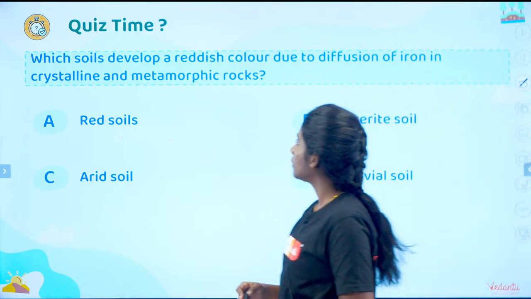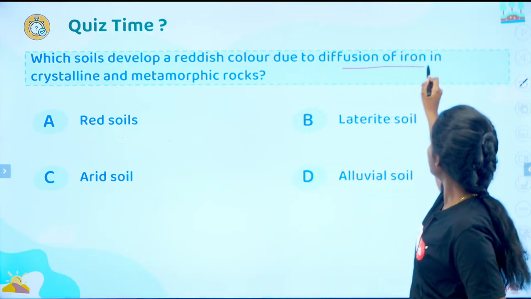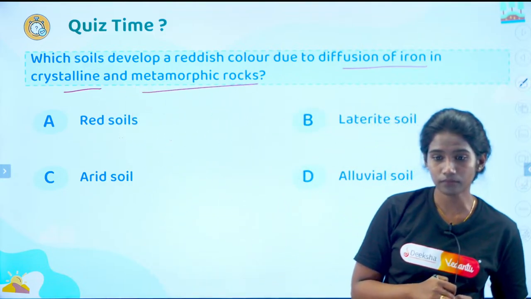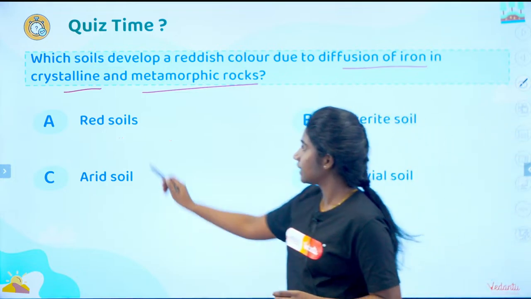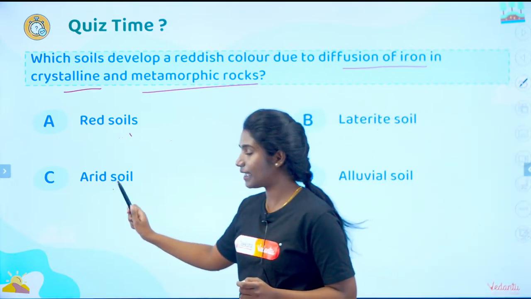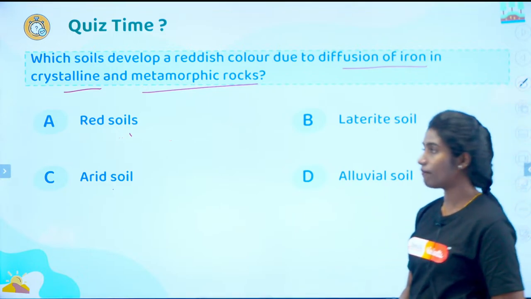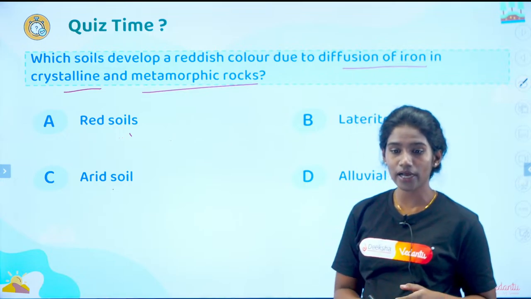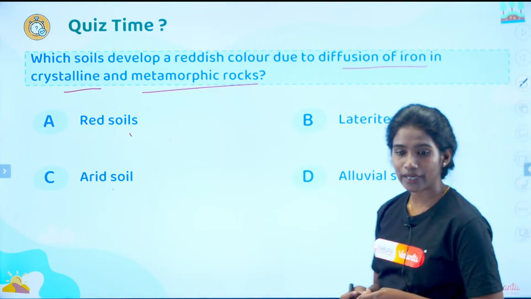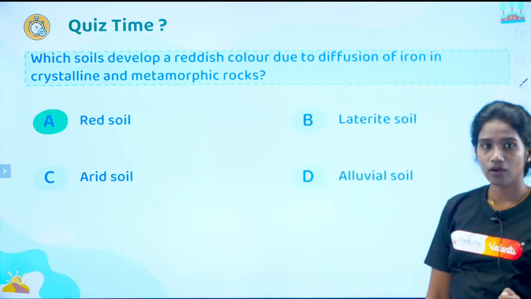Okay, so the first question is, which soil develops a reddish color due to diffusion of iron in crystalline and metamorphic rock? Option A says red soil, option B says laterite soil, option C says arid soil, and option D says alluvial soil. So which soil develops reddish color due to the diffusion of iron? I told you, because of the diffusion of iron. Okay, so there is a student who says red soil. Yes, it is red soil.